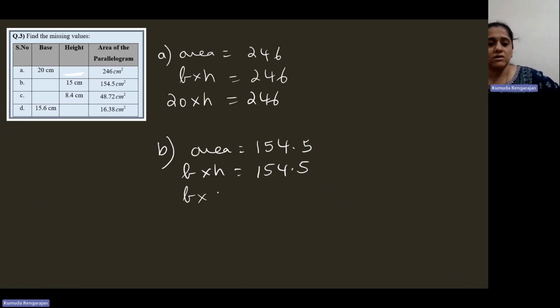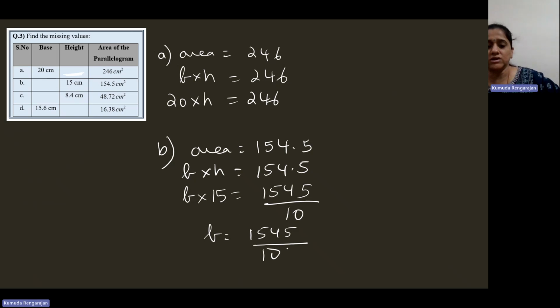So base into height, 15, is equal to 1545 by 10. Okay, so base is equal to 1545 by 10. The 15 here in the numerator will come to the denominator. Cancel and get the answer. We are multiplying 154.5, no? Multiply and divide by 10. When you multiply and divide by 10, 154.5 into 10 is 1545 by 10.